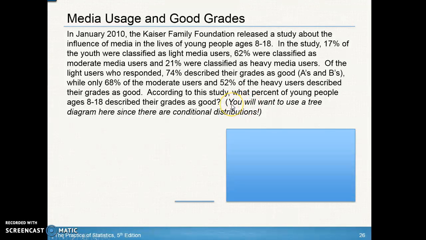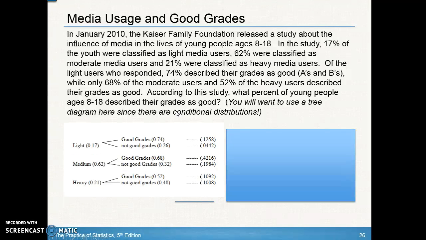Now, how do you know you want to use a tree diagram for this? Here's how you know. Because it says, of the light users that responded, that was a condition. The condition was the light users, 74% described their grades as good. Of the users that were moderate users, 68% described their grades as good. So this is telling you, A, what your first branch is. Your first branch is going to be the classification of the media users. Why? Because that's what you're sort of given first. Then you're given the percentage of their grades.